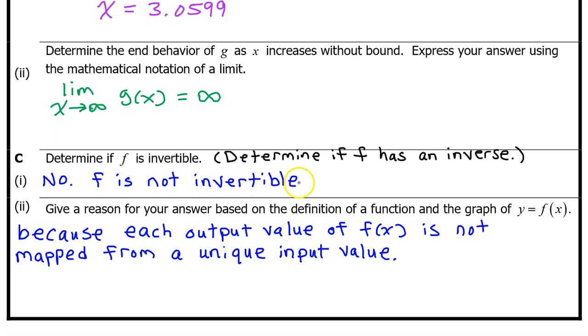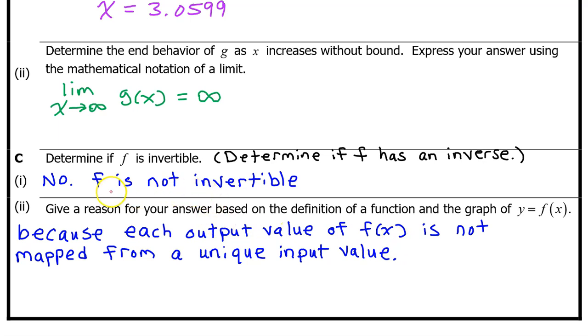F is not invertible because each output value of f of x is not mapped from a unique input value. Let me point out some key features of this answer. First of all, the order. You have to start with output value and then end with input value. Also, you must say of f of x, and you must use the word unique. Putting that all together, you basically have to say exactly this word for word.